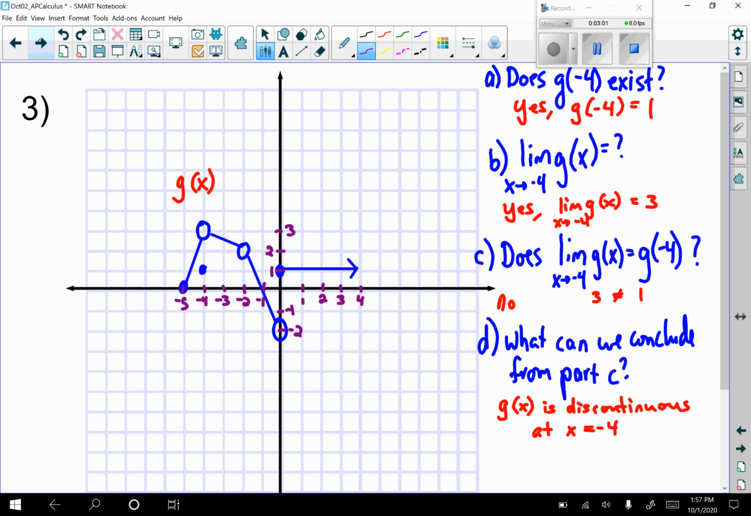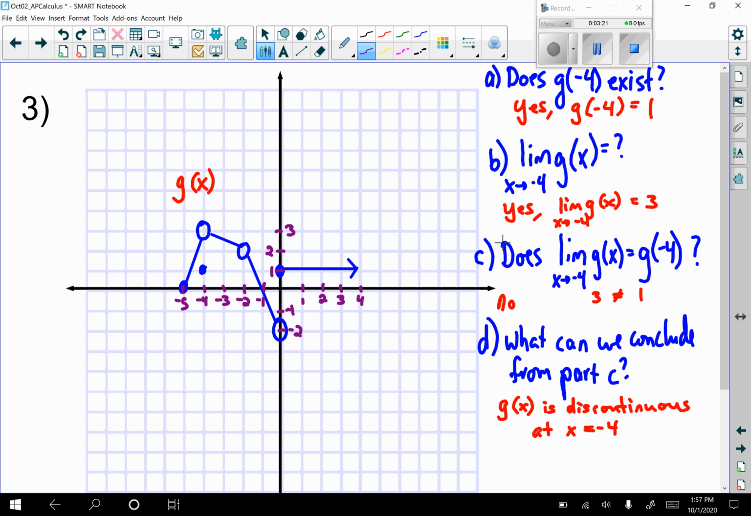All right, so here, does g of -4 exist? Yes, it is right here, (-4, 1). We have a point. Is the limit of g of x as x approaches -4? What is that actually? So if we look at the left-hand limit and the right-hand limit, they're both going to a 3. So yes, that does exist, and it is equal to 3.